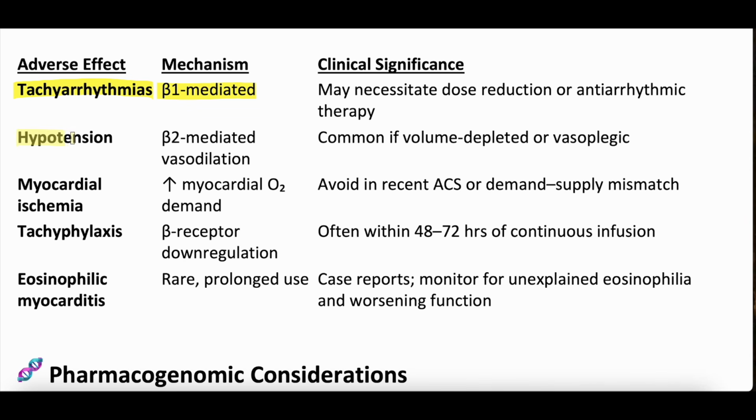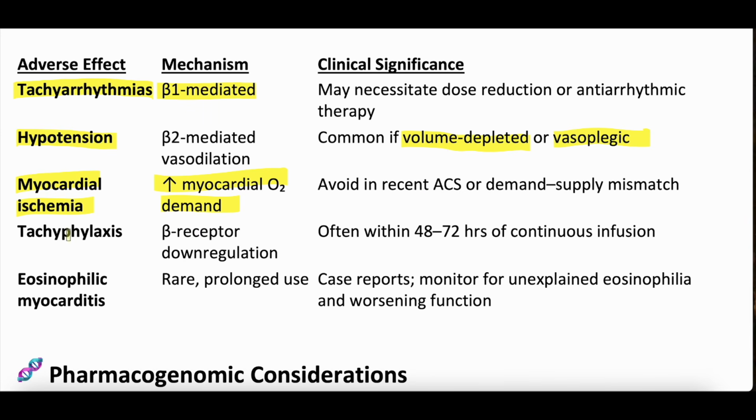As we said, dobutamine has beta-2 receptor effects, which cause vasodilation, so it can cause hypotension, especially if someone's volume depleted or vasoplegic. It causes myocardial ischemia because it increases myocardial oxygen demand due to that beta effect.